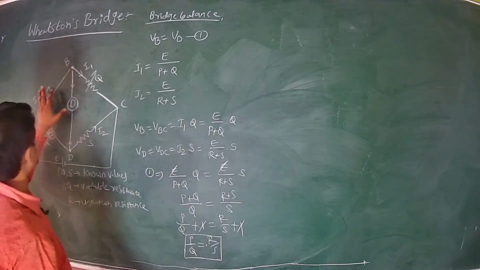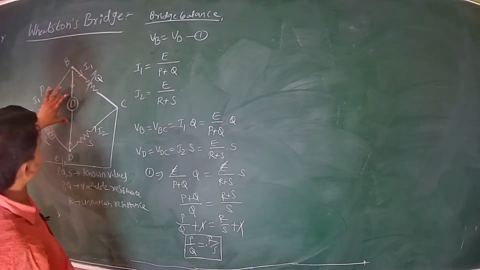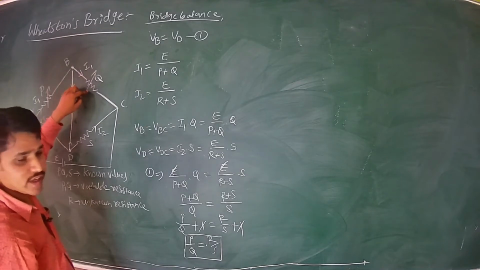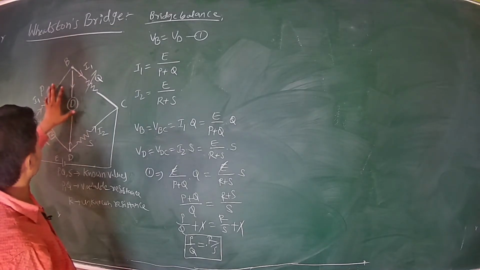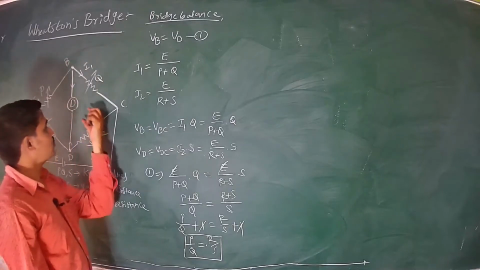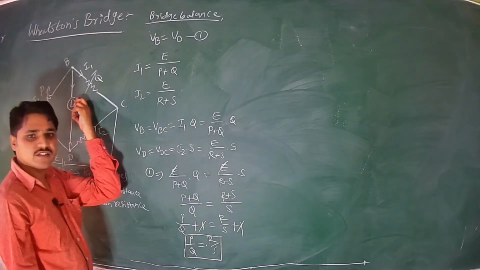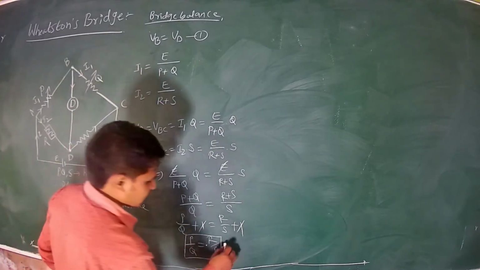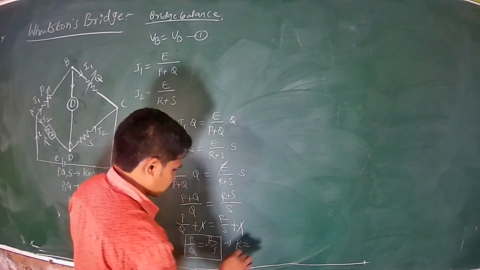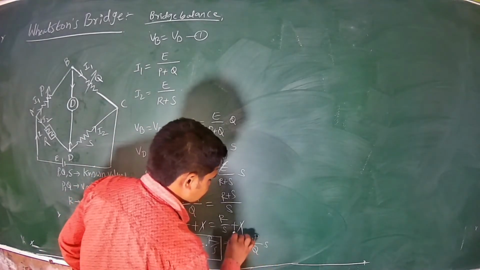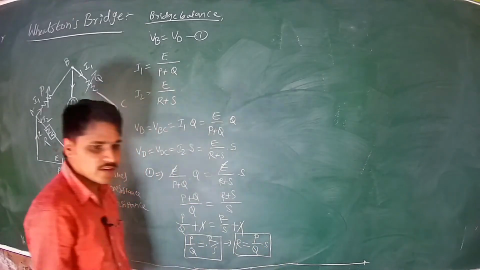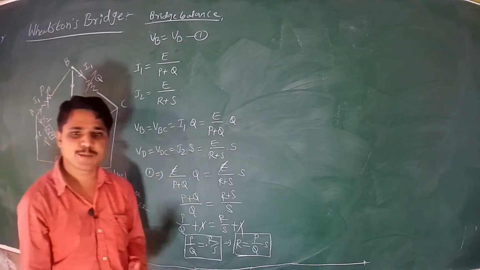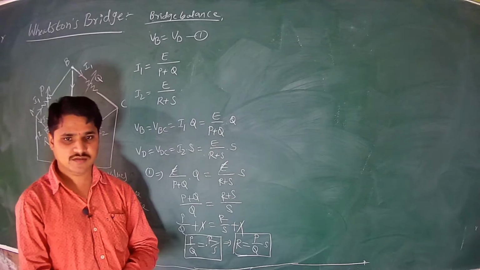That means by varying these P and Q values, we have to obtain the bridge balance condition in this galvanometer. When you vary the P value, Q value, or S value, at a point you will get the galvanometer showing zero, that is a null deflection. That means the bridge is balanced. Then we can easily calculate the unknown value R equal to P by Q into S. This is the measurement of medium range resistance by using the Wheatstone bridge. This bridge is the basic bridge for all the other types of bridges.